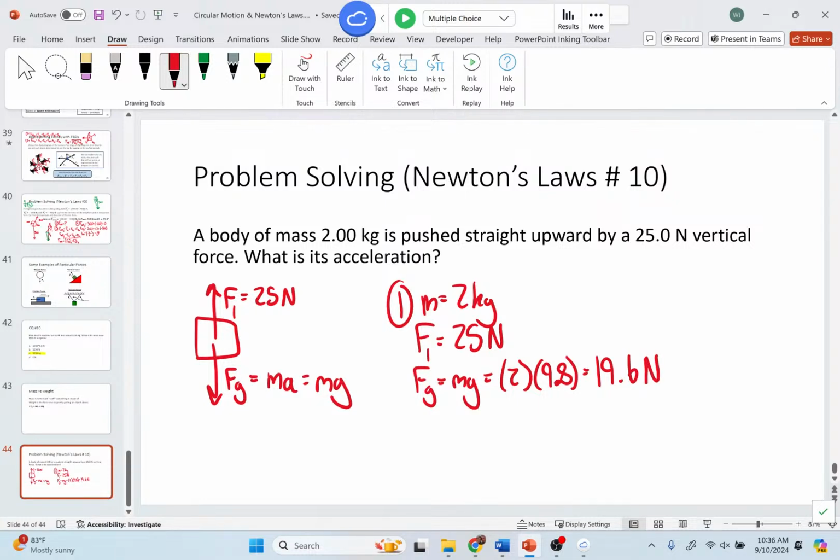Do you take into account the normal force with this? No, it doesn't say it's on the surface. Okay. Yeah, there's no normal force because it's not sitting on something. We're assuming this object's in the air. We'll get to normal force next on Thursday.